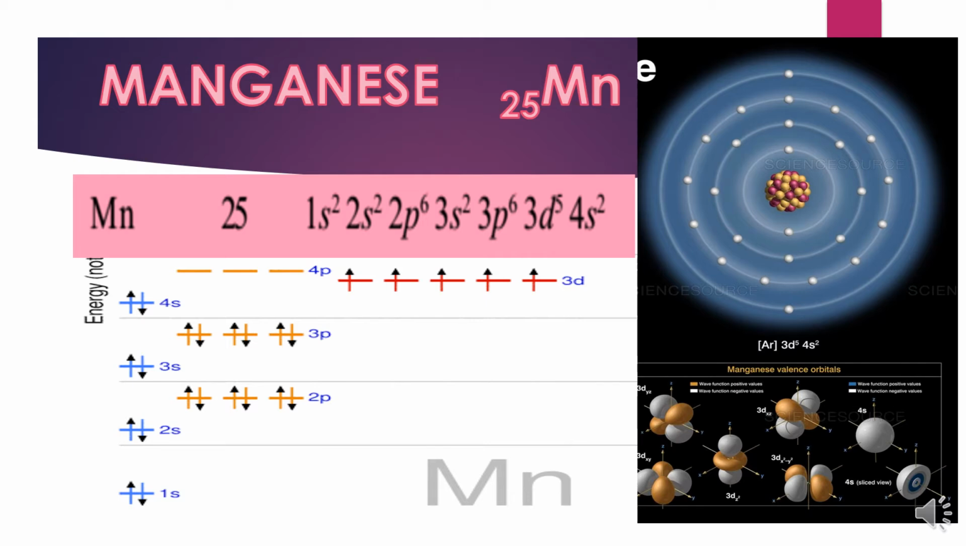Again, the one electron that was shifted in chromium from 4s will enter in 4s orbital again, giving here also exactly 5 unpaired electrons in 3d orbital. So the configuration of manganese is 3d5 4s2. I am only telling you the valence shell configuration. Otherwise the complete configuration is 1s2, 2s2, 2p6, 3s2, 3p6, 3d5 and 4s2.